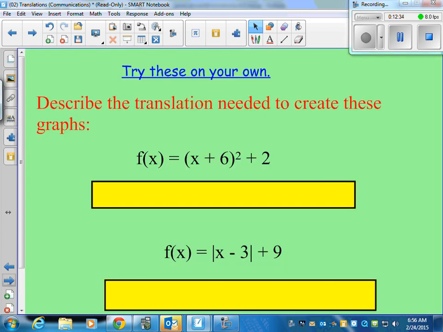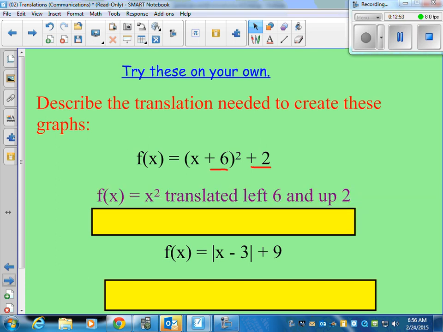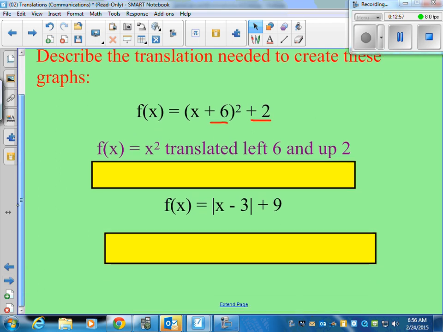Okay, now the last 2 here, just doing some quick descriptions. Okay, so looking at this equation, try to describe what the +6 is, describe what the +2 is. Okay, pause at this point for a second if you need a little bit of extra time, and then we will show the answer. This graph has been moved left 6 and up 2.